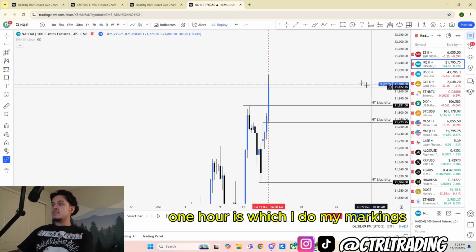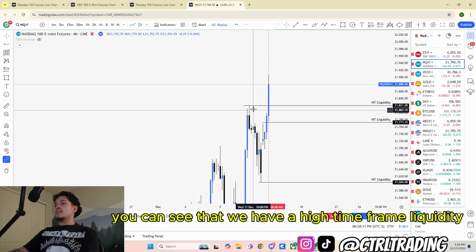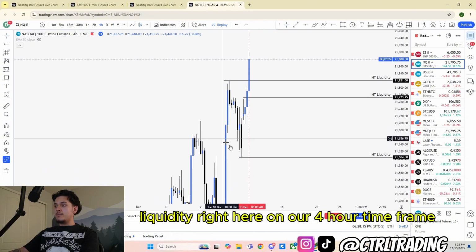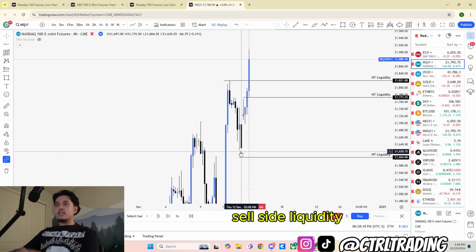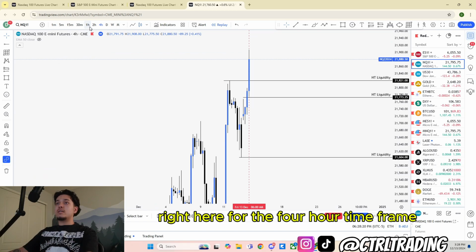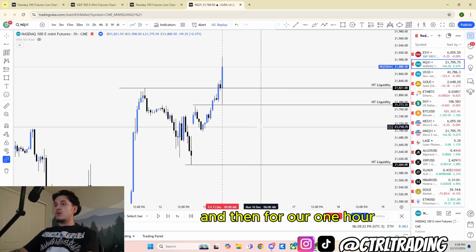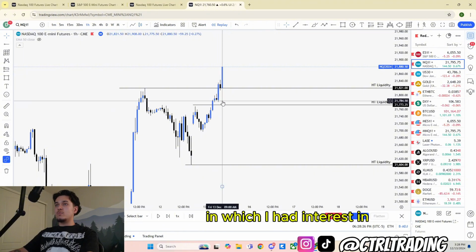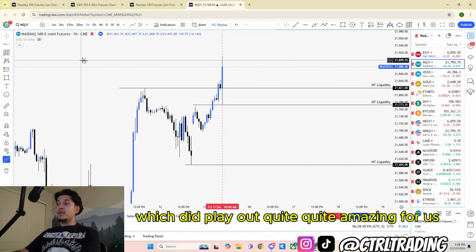which is where I do my markings. Right here, you can see that we have a high time frame liquidity on our 4 hour time frame. Right here we have a low side, sell side liquidity for the 4 hour time frame. And then for our 1 hour, I kept the same thing, but I did mark out this 1 hour imbalance in which I had interest, which did play out quite amazingly for us.